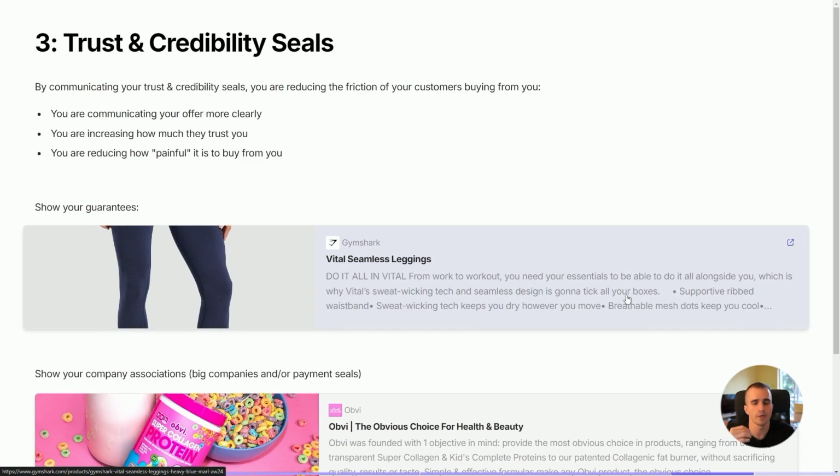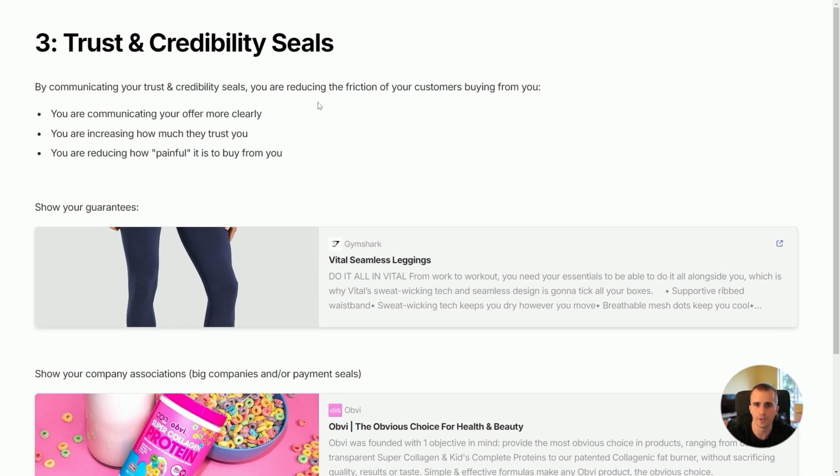And the third thing that you need to have above default is trust and credibility skills. By communicating trust and credibility, you are reducing the friction of your customers buying from you. So when your customers land on your product page, it doesn't cost them only the price that they have to pay. It could be that they don't believe you enough. It could be that they don't know when they will receive the product. It could be that they're unsure what will happen if they don't like your product. And if you communicate all these things, you will reduce that friction, so it will feel less painful for them to buy from you, and more people will buy from you. So you're communicating your offer more clearly, you're increasing how much they trust you, and you are reducing how painful it is to buy from you.